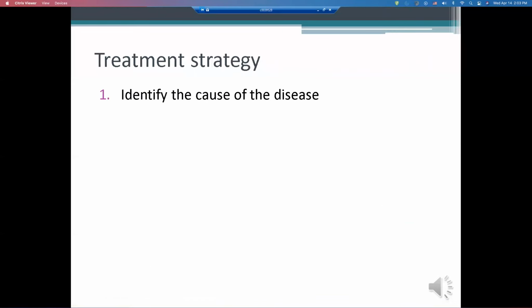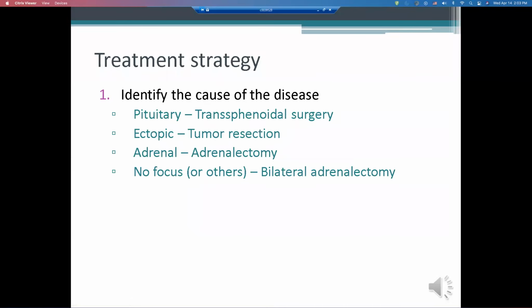How do we treat patients with Cushing disease? You treat them surgically. Here I listed all the types of treatments. So pituitary, you go for transsphenoidal surgery. Ectopic, you try to localize the tumor first, whether it's in the pancreas or in the lungs, and you do tumor resection. Adrenal, if it's non-ACTH dependent, you do adrenalectomy. And if there is no focus or other conditions, you can do bilateral adrenalectomy to get rid of the tumor.